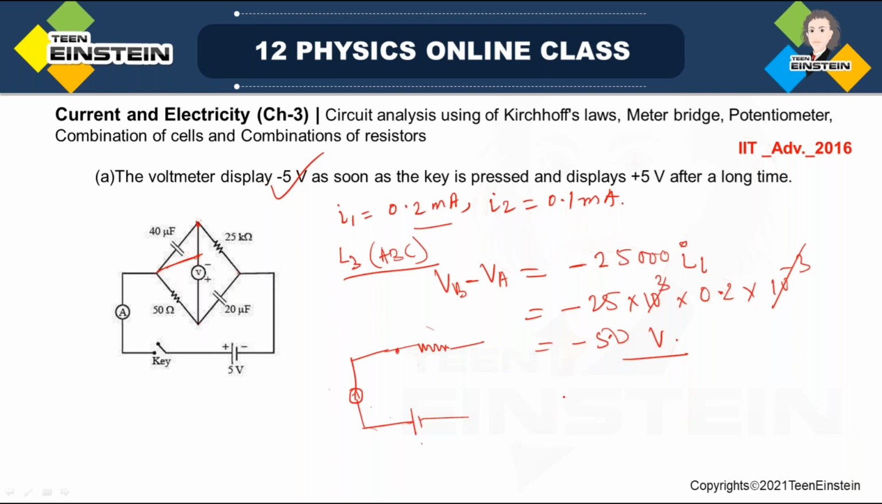In fact you can see the voltmeter is here. These are connected in parallel, kind of, that you can think. The whole voltage is across these two resistors, that means 5 volt. But the polarity you have to check, this will be negative only, negative polarity.